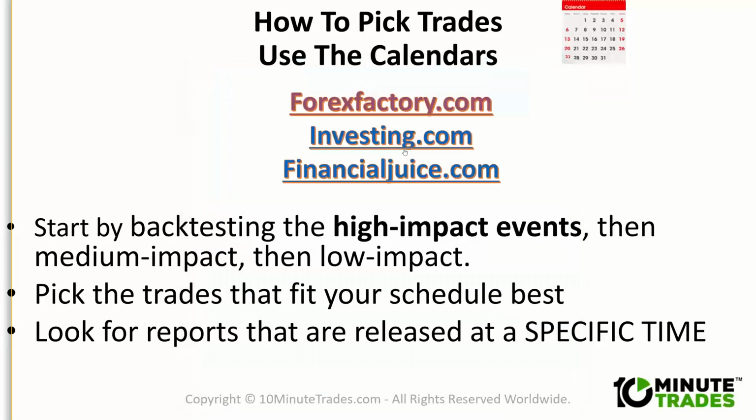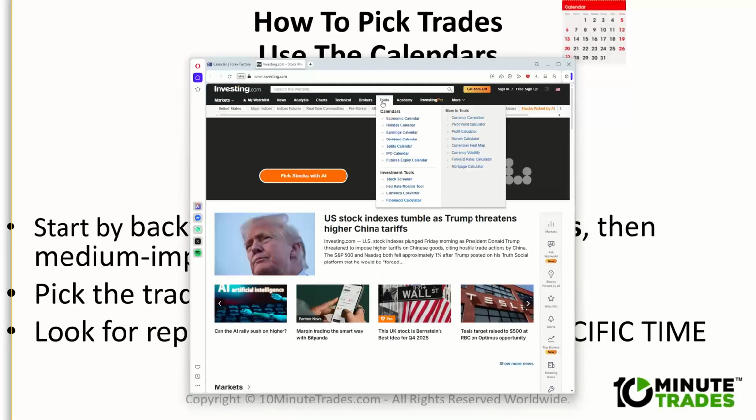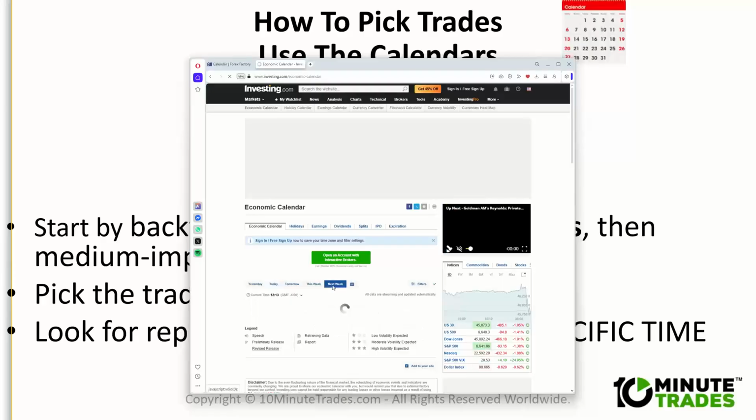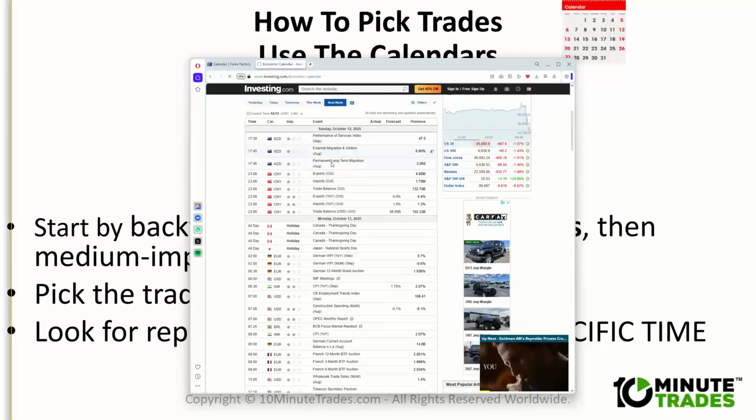Then we also use investing.com, another website. Click on tools, economic calendar, next week, and you can see next week's full schedule. And again, you have a whole collection of events, and instead of using colors, they use stars. If it has 3 stars, it's got a lot of impact. 2 stars less, 1 impact, kind of quiet.